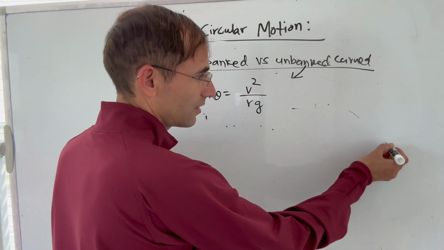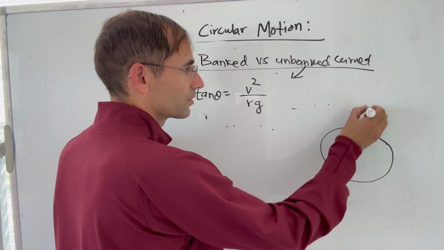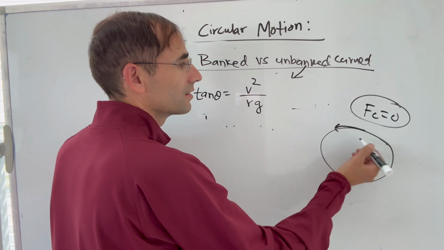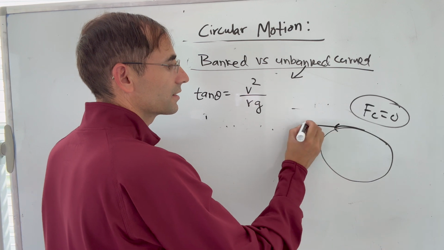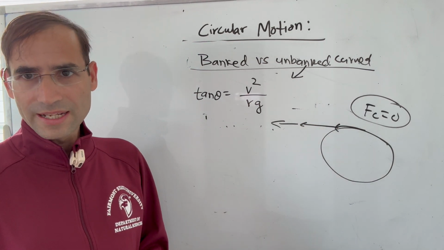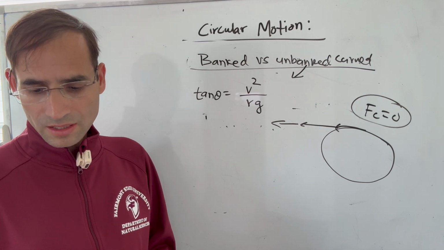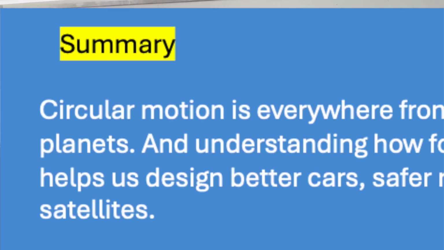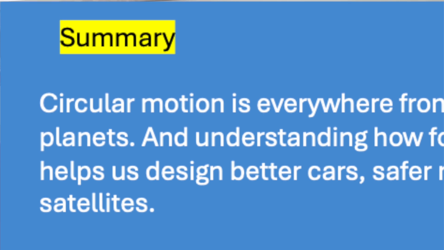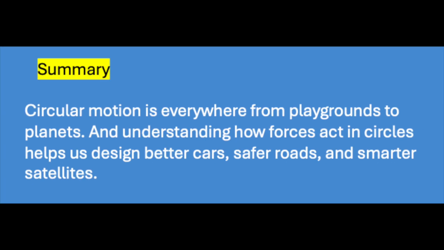Okay, so the final question is, what happens if the centripetal force disappears? Anything going in a circular path, now the centripetal force vanishes. The object will start to move in a straight line, tangent to the circle, not outward. So circular motion is everywhere. You see it, you feel it, from playground to planet. Understanding how forces act in circles helps us design better cars, safer roads and smarter satellites.